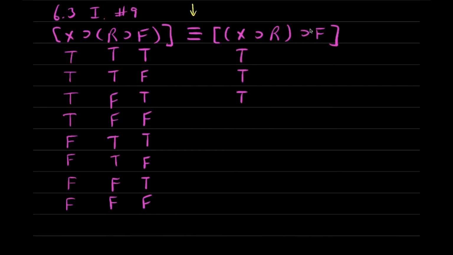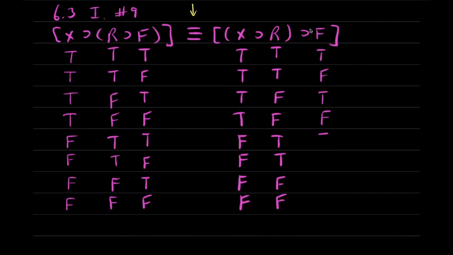True, true, true, true, false, false, false, false. Under R, 2 trues and 2 falses, repeating all the way down. True, true, false, false, true, true, false, false. And under F, true, false, true, false, true, false, true, false.